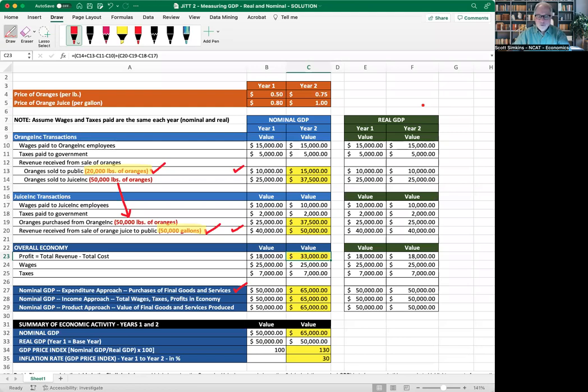I want to take you through just-in-time teaching exercise number 2, measuring nominal and real GDP. So I've made it into an Excel spreadsheet, which you see here, and I want to go through that with you. You see it completely filled out in this example. So I'm going to go through it sort of column by column.